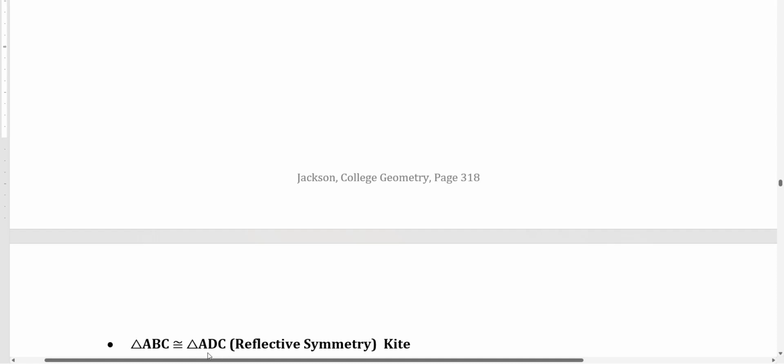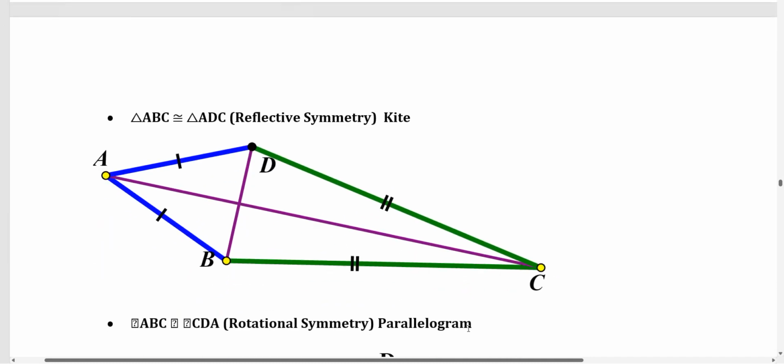ABC is congruent to ADC. So the 2 angles at A are congruent, the 2 angles at B and D are congruent, and the 2 different angles we have at C are congruent. Side AB is congruent to side AD. Side BC is congruent to side DC. This is a class of figures that we call a kite, and it has a reflective symmetry.